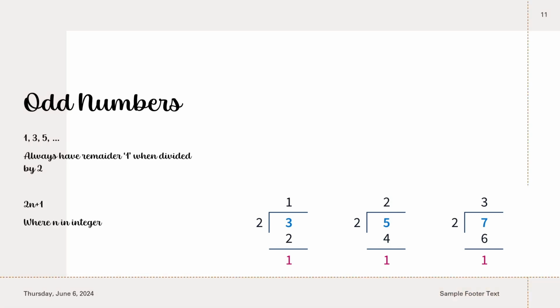Mathematically, odd numbers are expressed as 2n plus 1, where n is an integer. So if n is 1, then 2 times 1 plus 1 is 3. If n is 2, 2 times 2 plus 1 is 5, and so on.